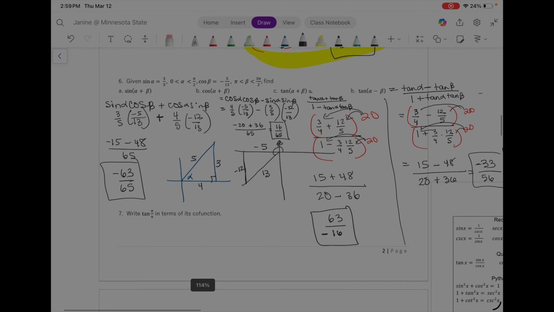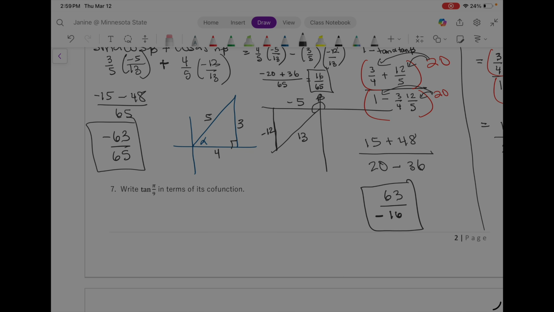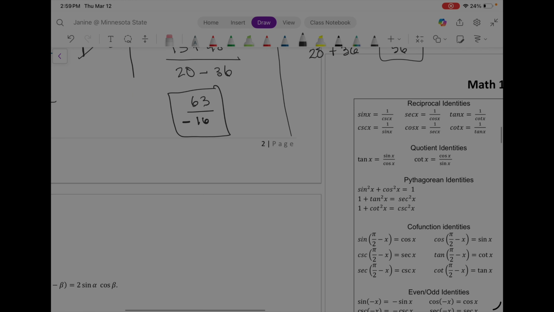All right. Number 7 here, we're just going to alleviate the stress a little bit. Write tangent of pi over 9 in terms of its cofunction. Now, no calculator. I don't need to know what this is equivalent to in degrees. I don't need to know any of that. What I need to know is, what does it mean to be a cofunction? Well, cofunctions are the functions where if you had the complementary angle, you would get the same ratio answer.